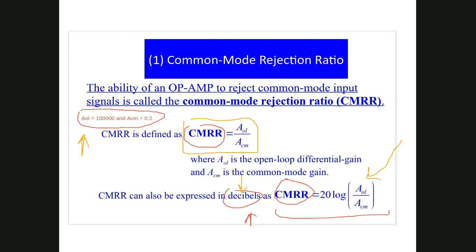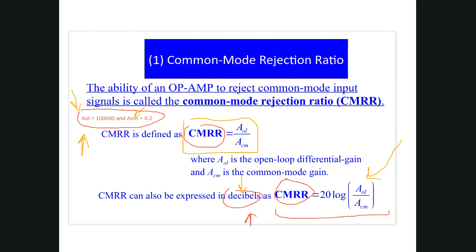I give you AOL or open loop gain or differential gain and ACM or common gain. And the purpose was to find out CMRR. And this is very simple. Now how you will do this equals to A open loop, already it is there, 100,000 divided by 0.2. If you solve this, you're going to get 500,000.